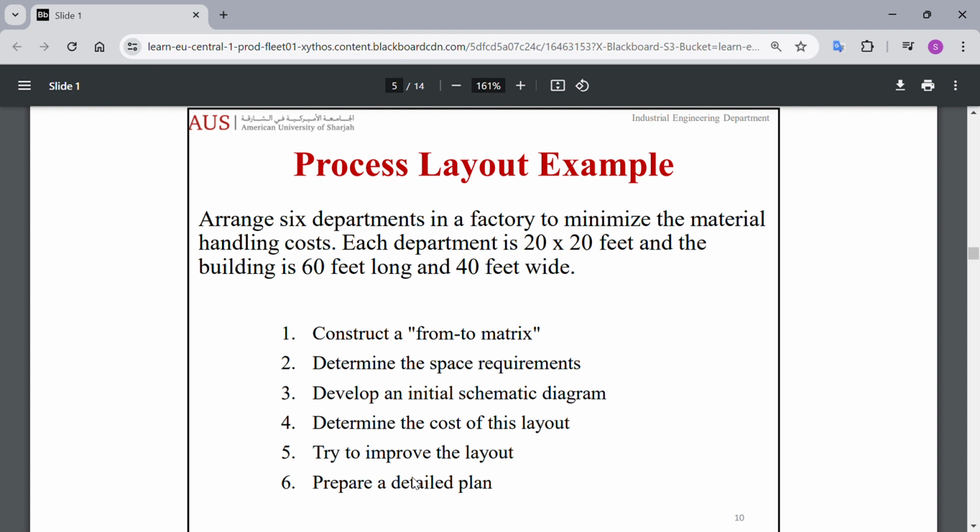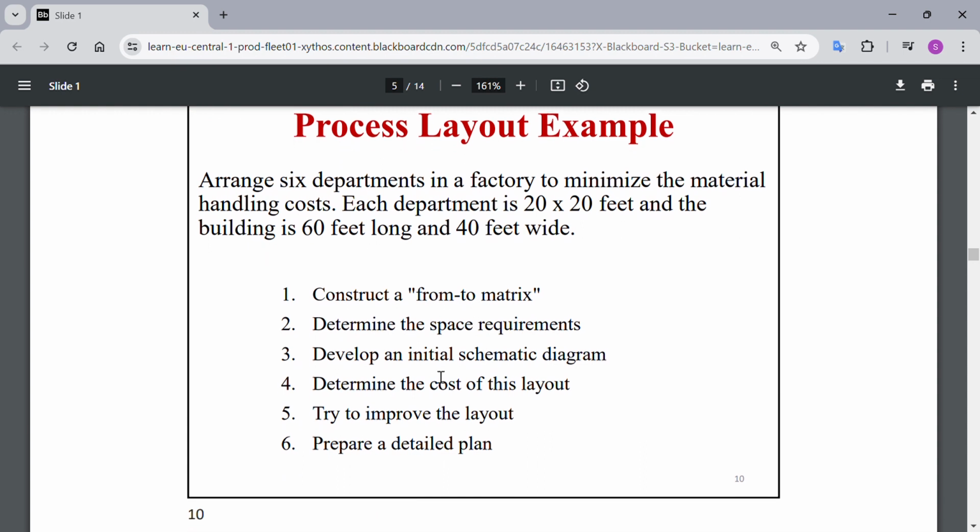So the process layout example, let's see here. For example, we want to arrange 6 departments. We have a factory, and we want to arrange 6 departments to minimize the material handling cost. Each department is 20 by 20 feet, and the building is 60 feet long and 40 feet wide. So we want each department to be 20 by 20 in order to minimize the material handling costs.